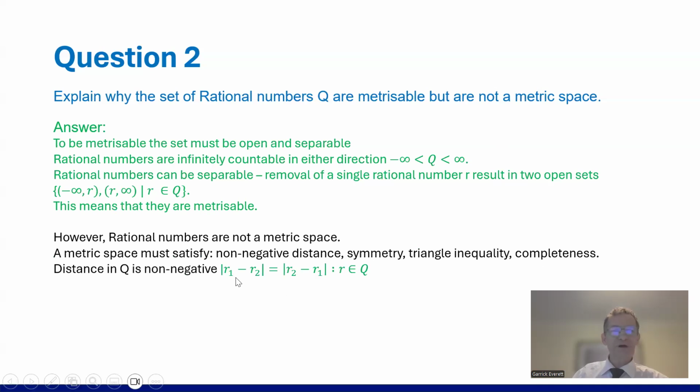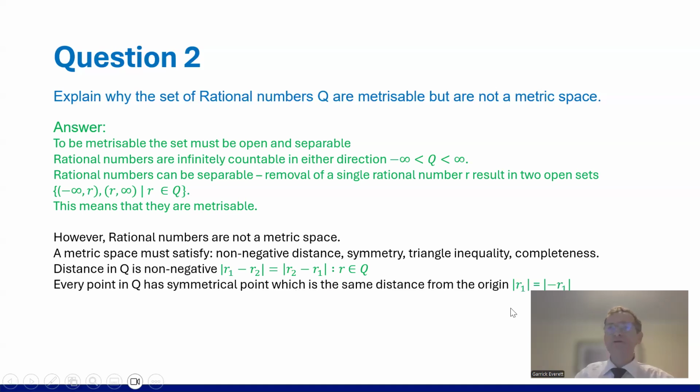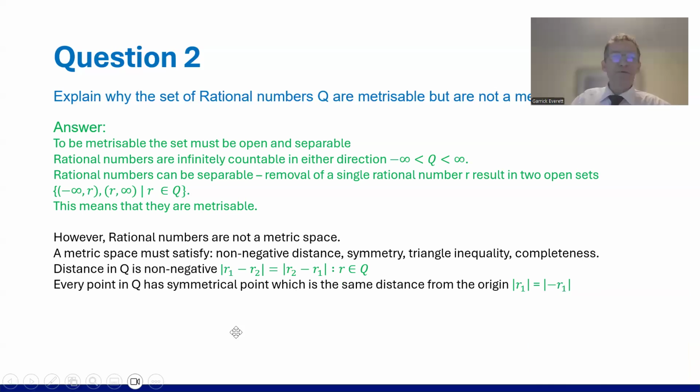In other words, if I go from R1 minus R2, so we've got 2 points, and that's going to equal R2 minus R1. The distance is going to be the same, and it's not negative. And where R, I should have probably written Rn there, these are elements of the rationals. Okay, my image is going to get in the way here.